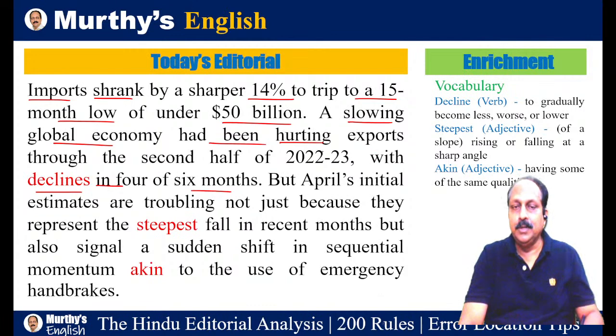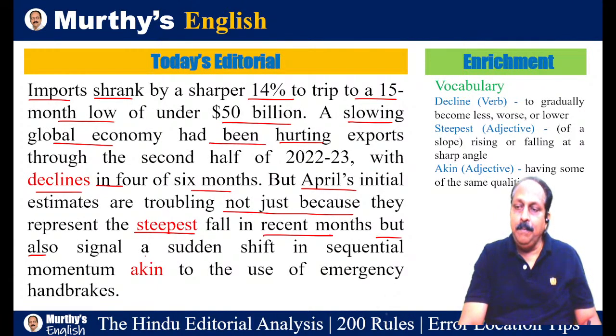Had been hurting exports. But April's initial estimates are troubling, not just because they represent the steepest fall. Now it talks about the month of April. They are troubling, not just because, an important expression. They are troubling, but why? Not just because they represent the steepest fall. Steepest means the sharpest. Usually it goes with mountain ranges, mountains and valleys. Here, related to exports, steepest fall in recent months, but that is not the reason. What is the reason? But also.